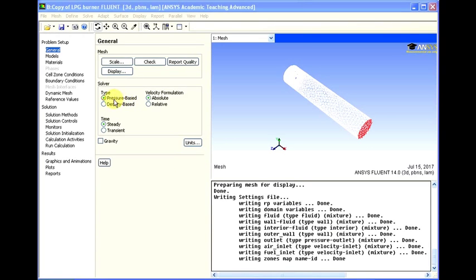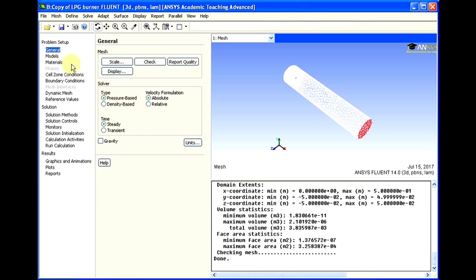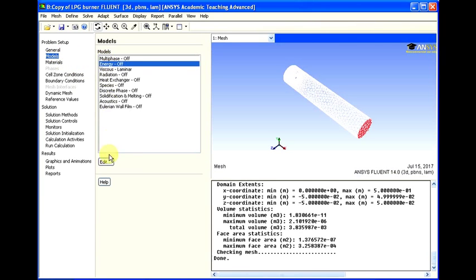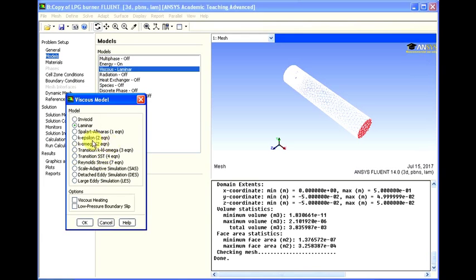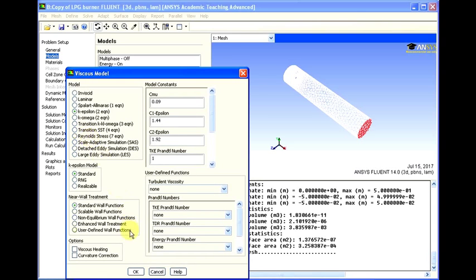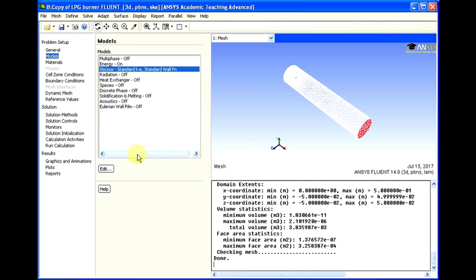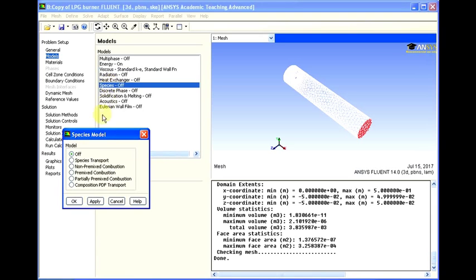We check again the scale, make sure that all dimensions are okay. Then we check the volumes, make sure that there are no negative values. We activate the energy model. For viscosity, as we mentioned before, we recommend Reynolds stress, but today we are using k-epsilon. It is good enough for this simulation with the turbulent flow. Okay, now we are going to use the combustion model, the non-premixed combustion model.